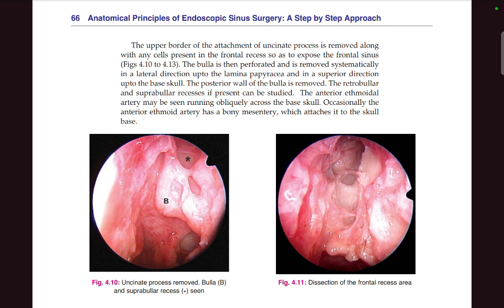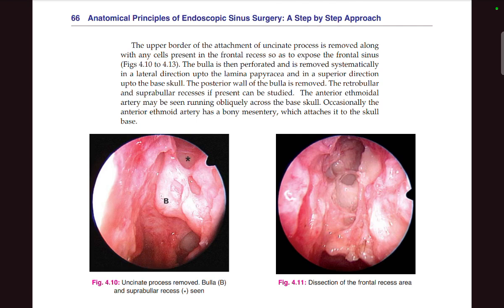The upper border of the attachment of the uncinate process is removed along with any cells present in the frontal recess so as to expose the frontal sinus. The bulla is then perforated and is removed systematically in a lateral direction up to the lamina papyracea and in a superior direction up to the base of the skull.